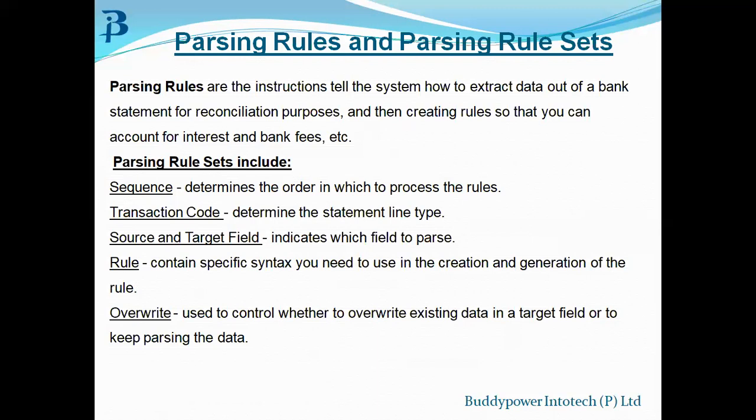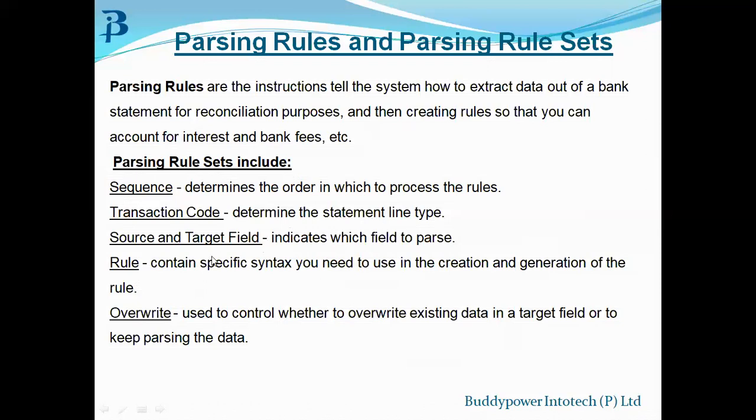So basically, you're setting a rule as to how your cash management process should set the rules for your bank statements and for your payments. Each parse rule within a parse rule set consists of these rules. The sequence determines the order in which to process the rules. Then you have your transaction code, which determines the statement line type. Then you have your source field.